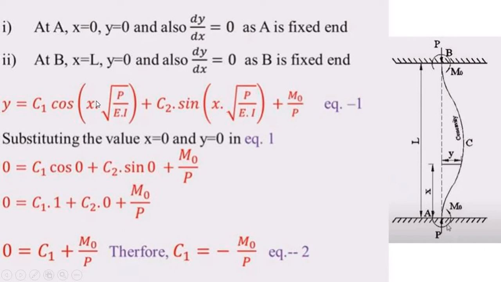Now applying the end condition in equation number 1, that is substituting the values x equal to 0 and y equal to 0 in equation number 1, you will get 0 equal to C1 cos 0 plus C2 sin 0 plus m0 by P, and solving that equation, finally you will get C1 equal to minus m0 by P. That is taken as equation number 2.